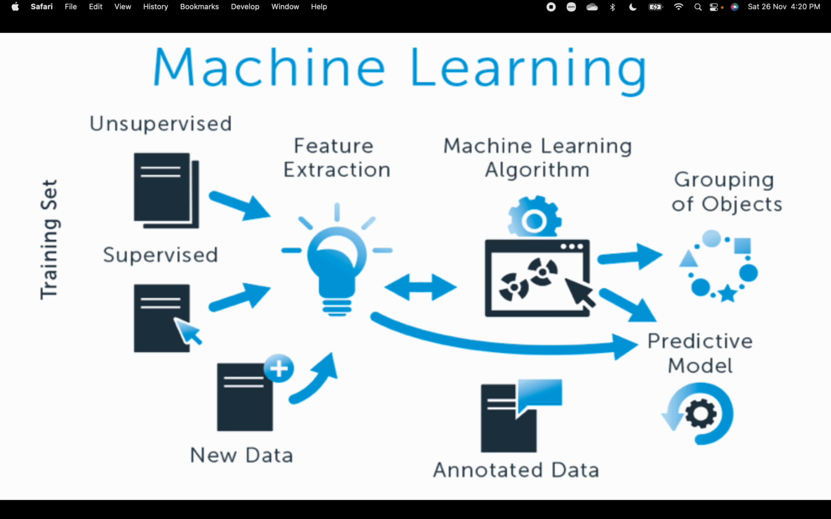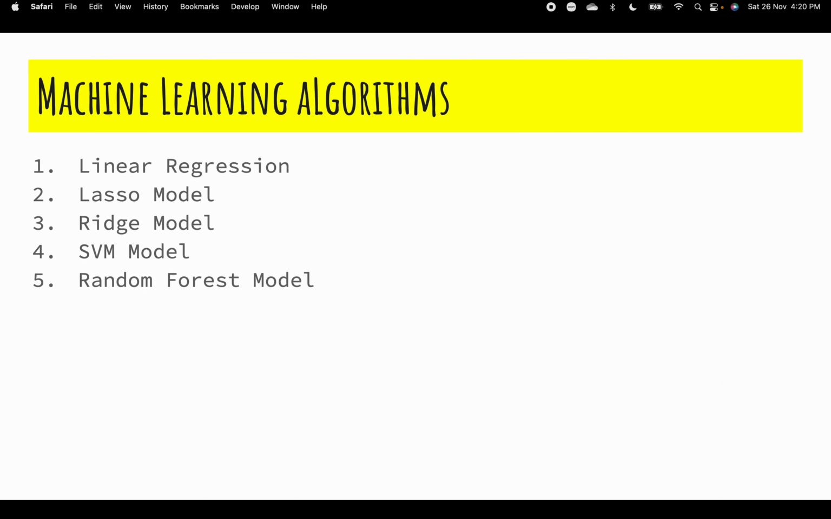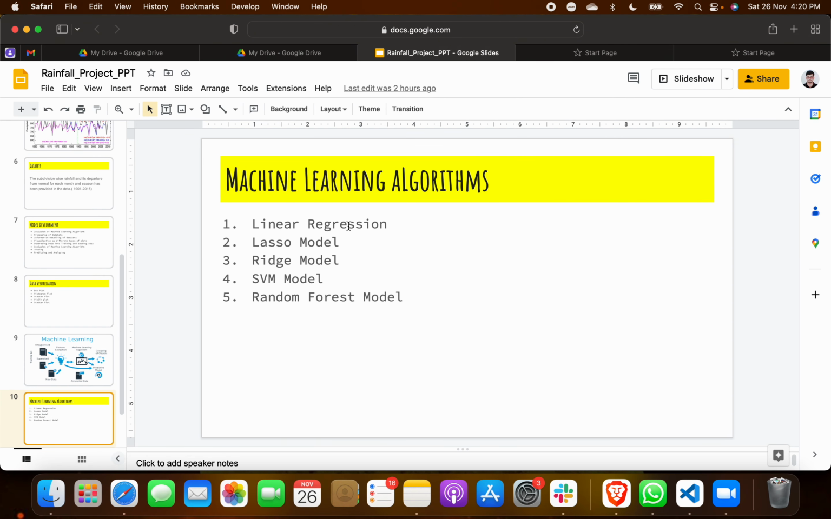Okay. So in this, what machine learning algorithms are we going to use? We are going to use 5 algorithms, guys. First is linear regression, then lasso model, ridge model, SVM model, and random forest model. These 5 cool algorithms we are going to use in this project. So let's see how to run and implement this project.